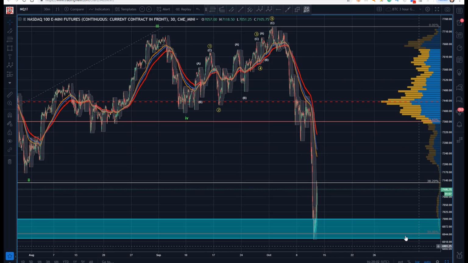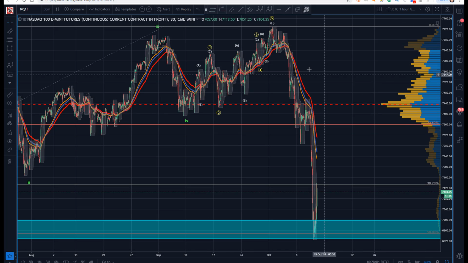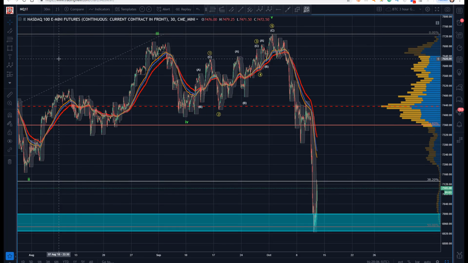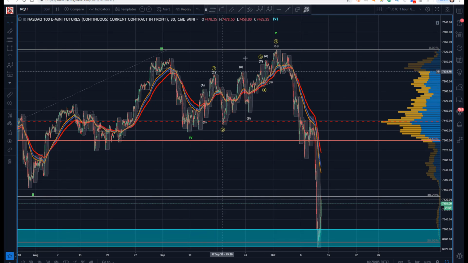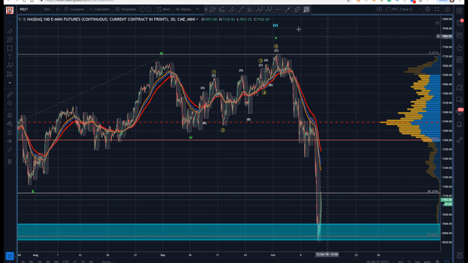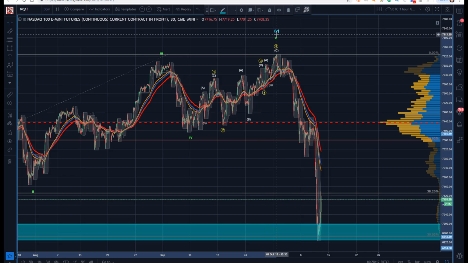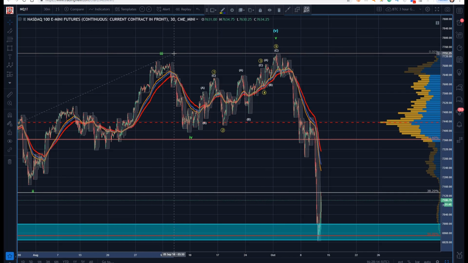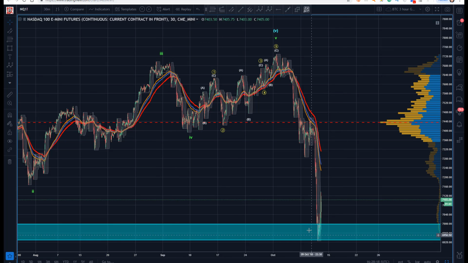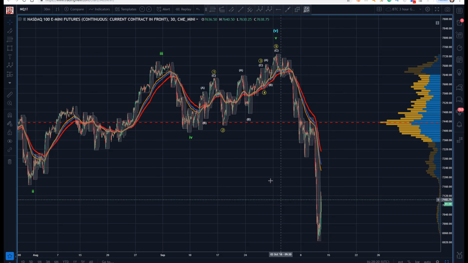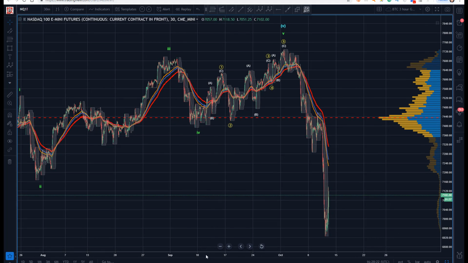Take note, I do have this in log scale, but it won't matter now that I'm down to a 30-minute. But I think there's a reasonable case here that we're finishing this move up, this five-wave structure. Get that right on there. And so I guess we don't need that anymore. So we know we've come down to this zone and tagged the 50. All right, so what do we have here?